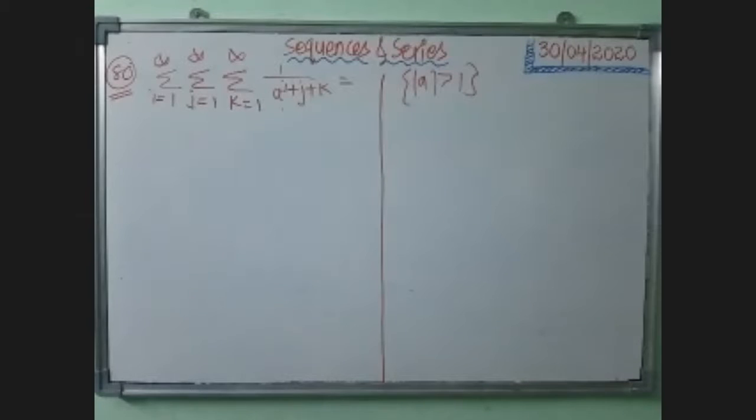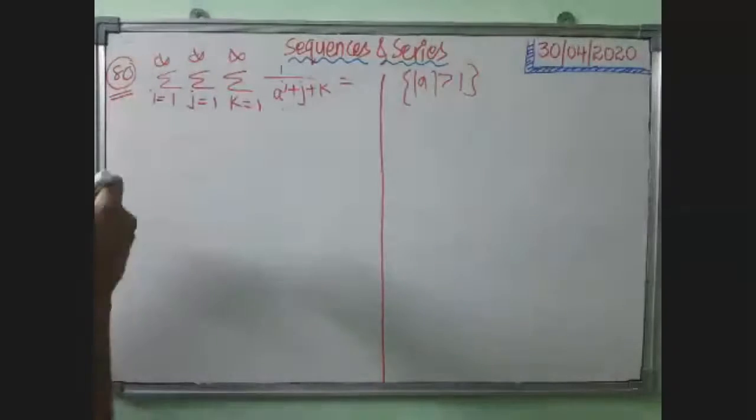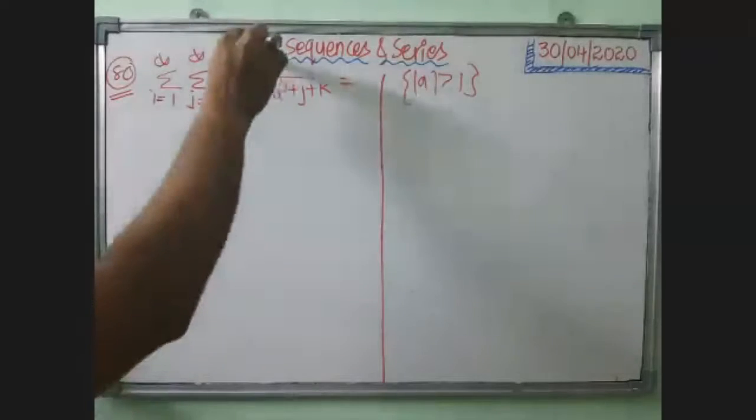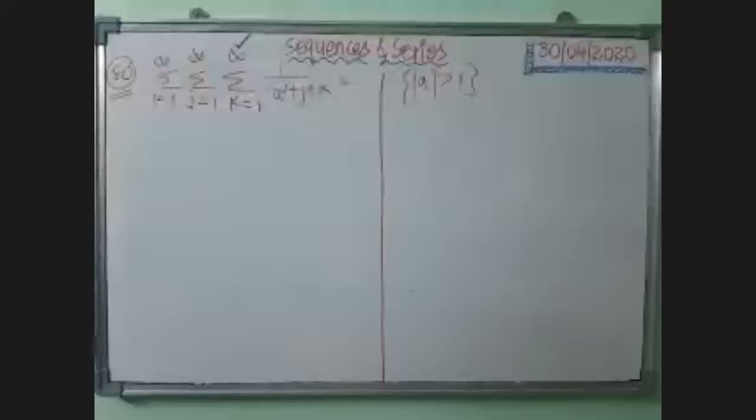Okay. Now, to solve these type of questions, whenever there are more than 1 sigmas, you have to remember that you have to come from the right side. You should see the sigmas from the right side. That means you should give first preference to sigma k equal to 1 to infinity.